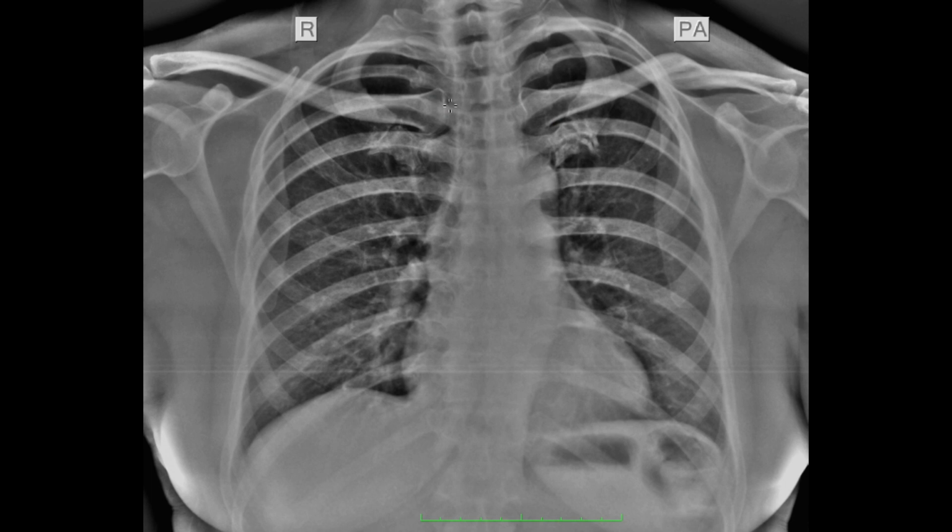Because if the film is rotated, then one hemithorax will appear very lucent, that is darker, and one hemithorax will appear very bright. And secondly, the heart size will appear to be falsely magnified if there is rotation. And thirdly, the hila will appear asymmetrical. One will appear bigger and brighter, while the other will appear smaller. So look carefully for patient rotation and centering.